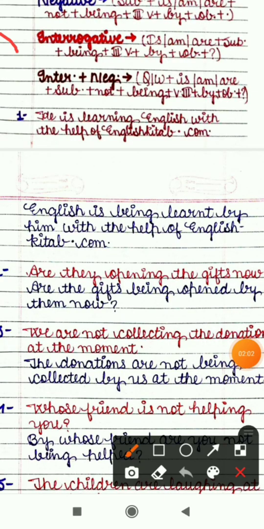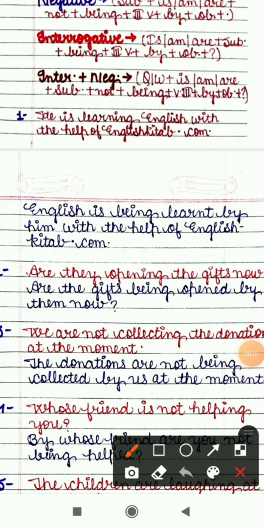The next formula is of interrogative sentences. First of all we have to choose our new subject, because according to our new subject only we will use the helping verb, that will be is, am, are. Then new subject, then being, then third form of verb, then by, then object and in the last question mark.